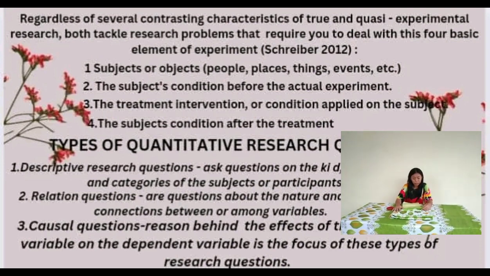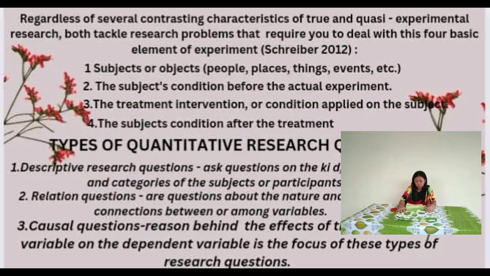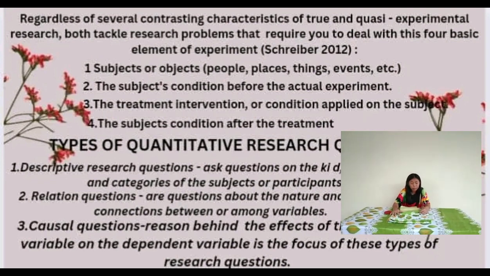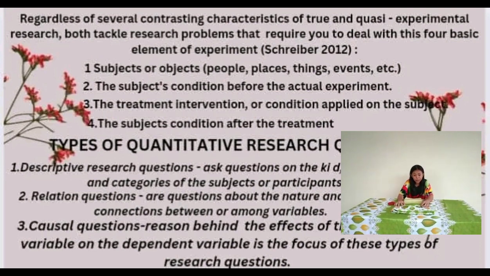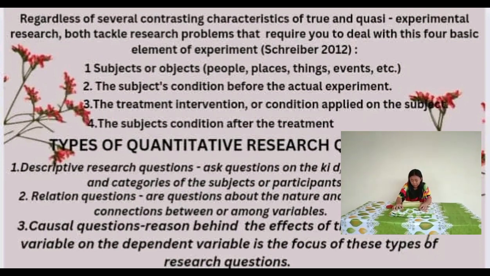There are three types of quantitative research questions. A quantitative research problem can generate a set of research questions or sub-problems that fall under these types of research questions. First, descriptive research questions. Descriptive research questions ask questions on the kind, qualifications, and categories of the subject or participants. Second, relations questions. Relations questions are questions about the nature and manner of connection between or among variables.